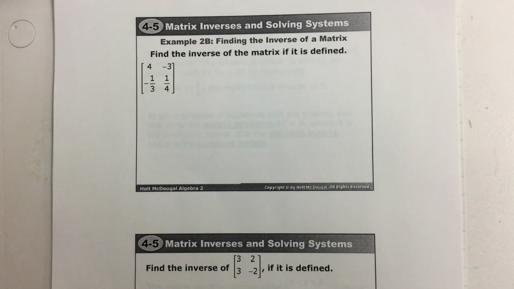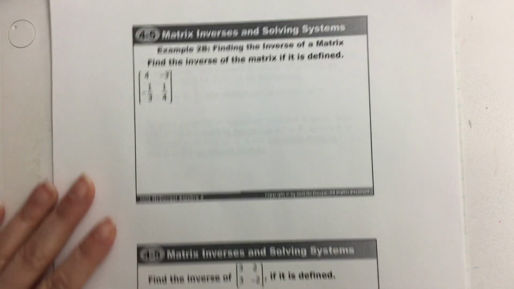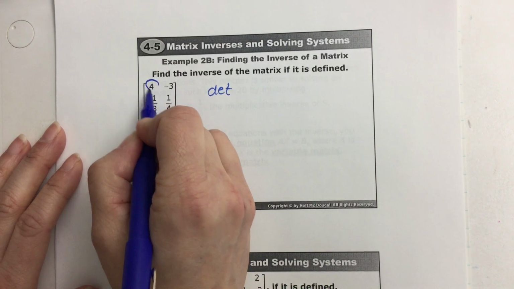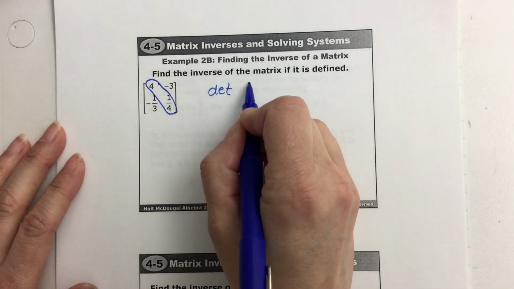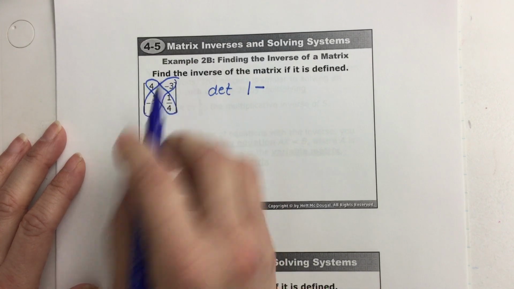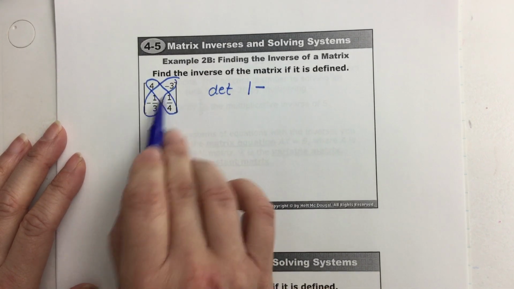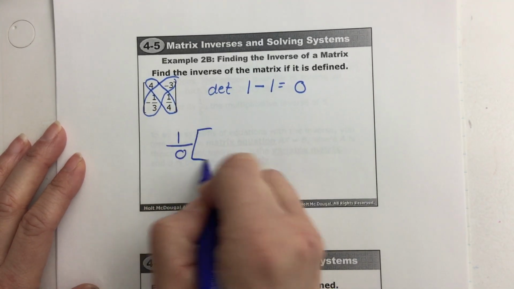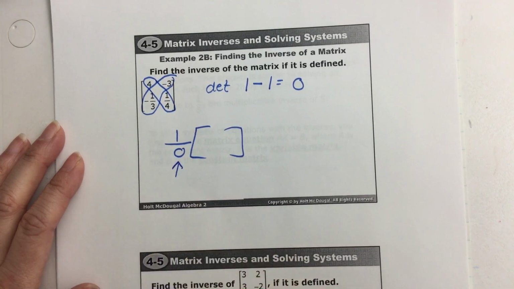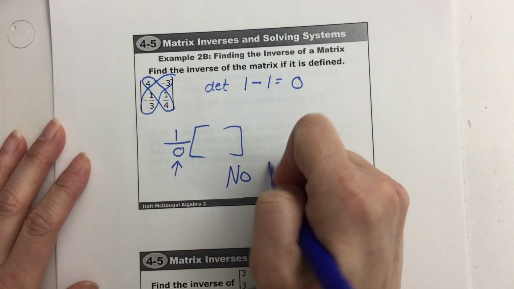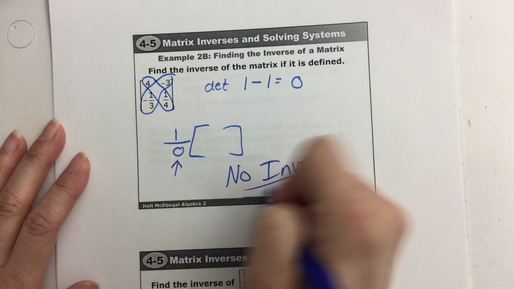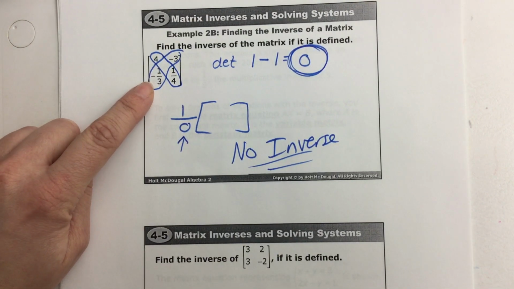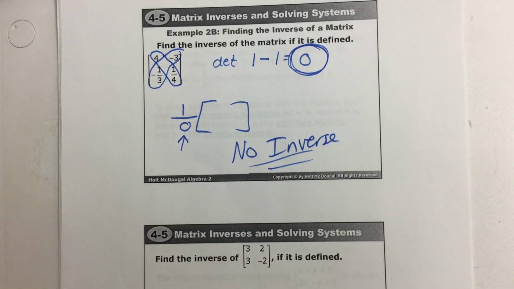Let's look at this one. Okay, so if I want to find the determinant, that's the first step. If you are going to find an inverse, determinant is your first stop. 4 times 1/4 is 1, minus negative times a negative is a positive. 1/3 of 3 is 1. Well, 1 minus 1 is 0. So if I have 1 over 0, this is undefined. You cannot divide by 0, so this matrix has no inverse. If you ever end up with a determinant of 0, that means this particular matrix does not have an inverse. You write no inverse and move on.